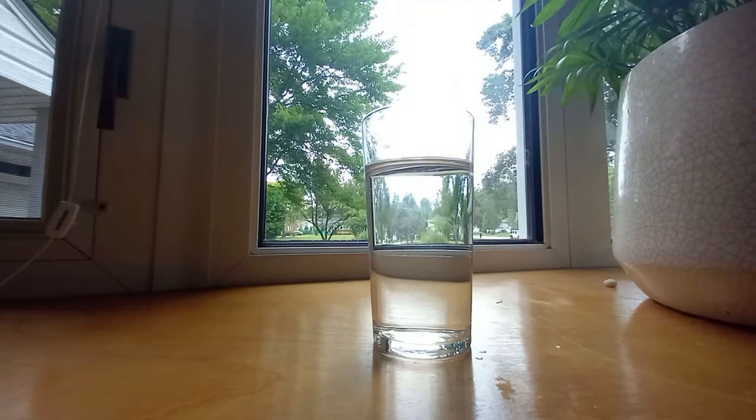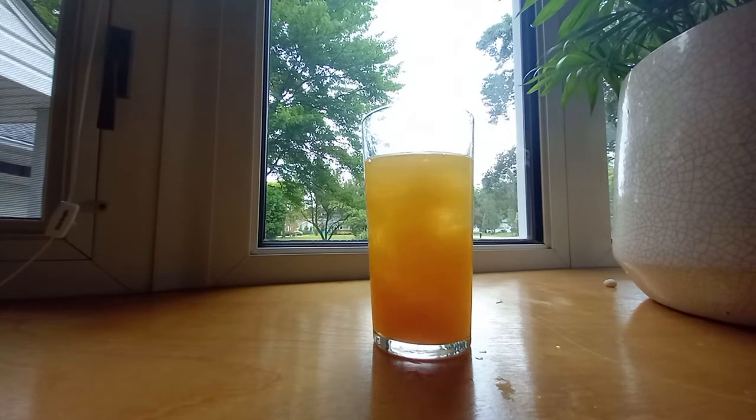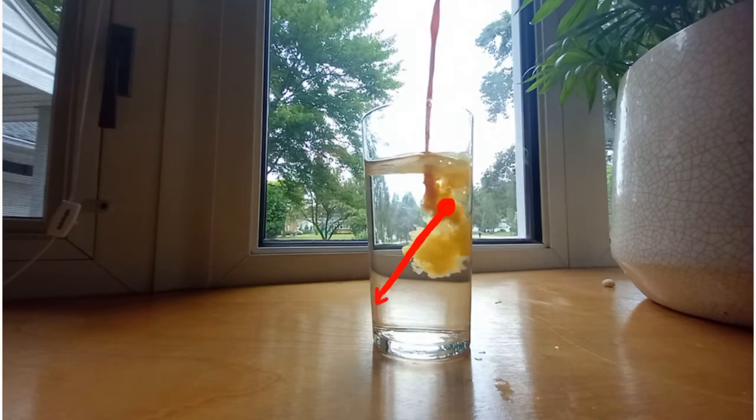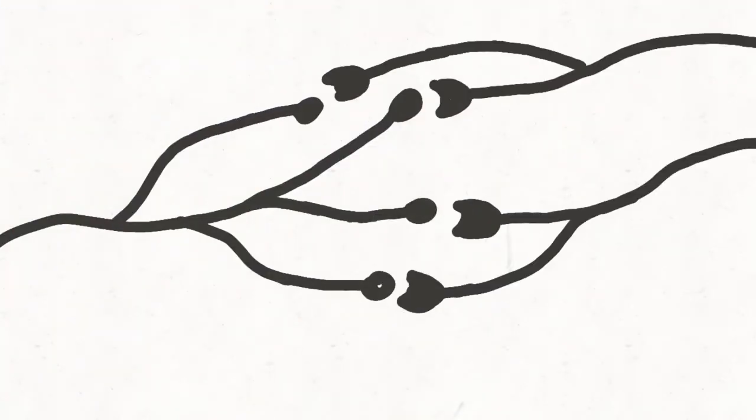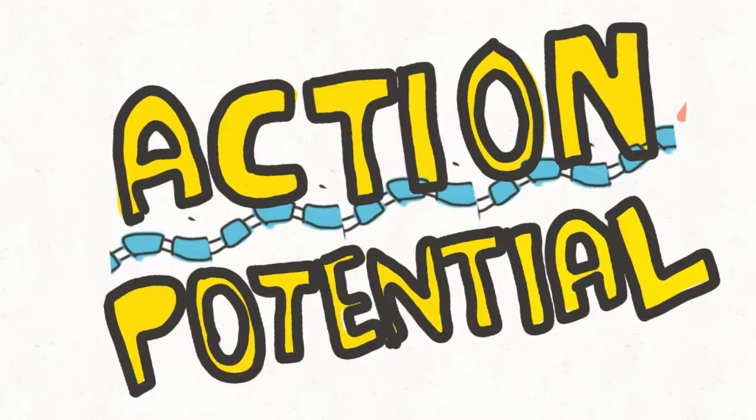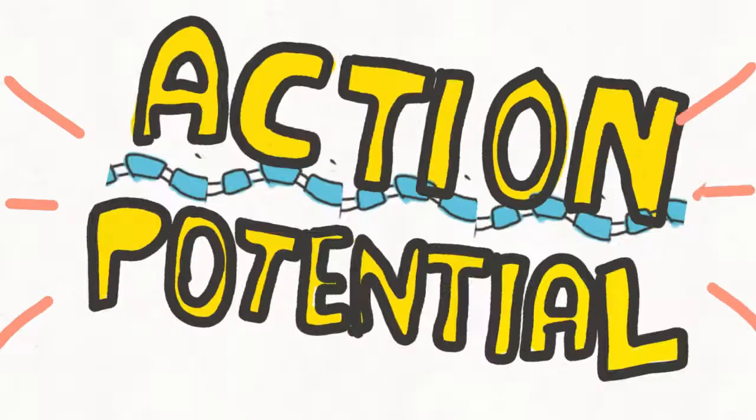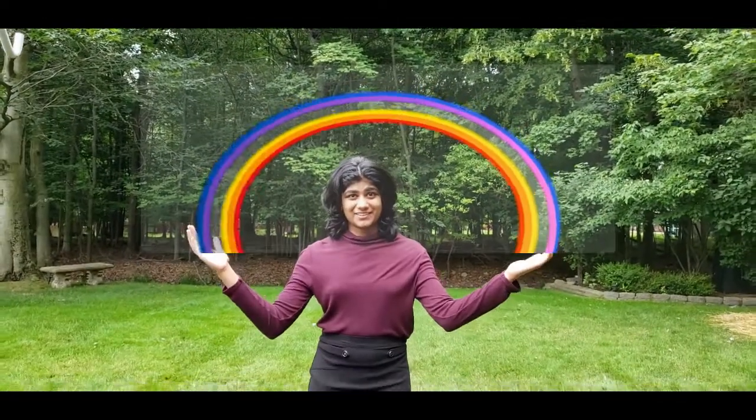Put a drop of food coloring into this glass of water, and over time the color spreads to all of the water. The dye particles go from an area of high concentration to an area of low concentration. Within our cells, ions do the same thing at a microscopic level in an event called the action potential, a series of voltage changes in the neuron. Action potential helps us think, feel, move, and do basically everything.